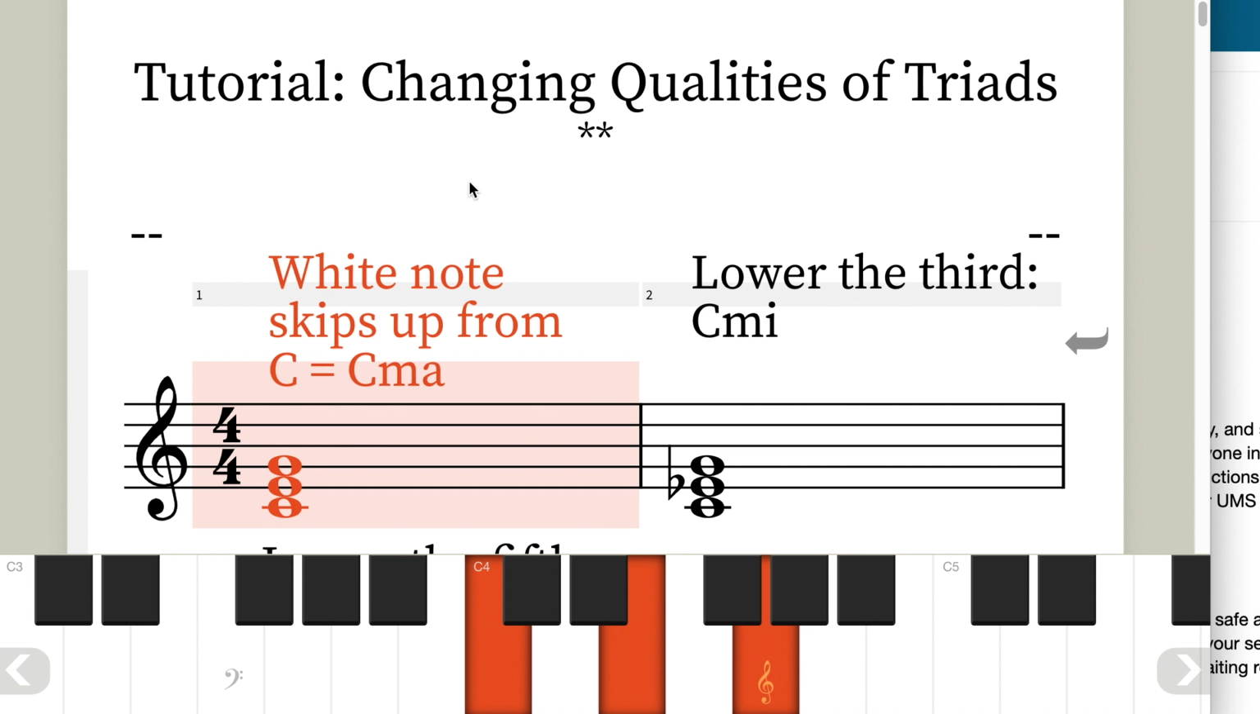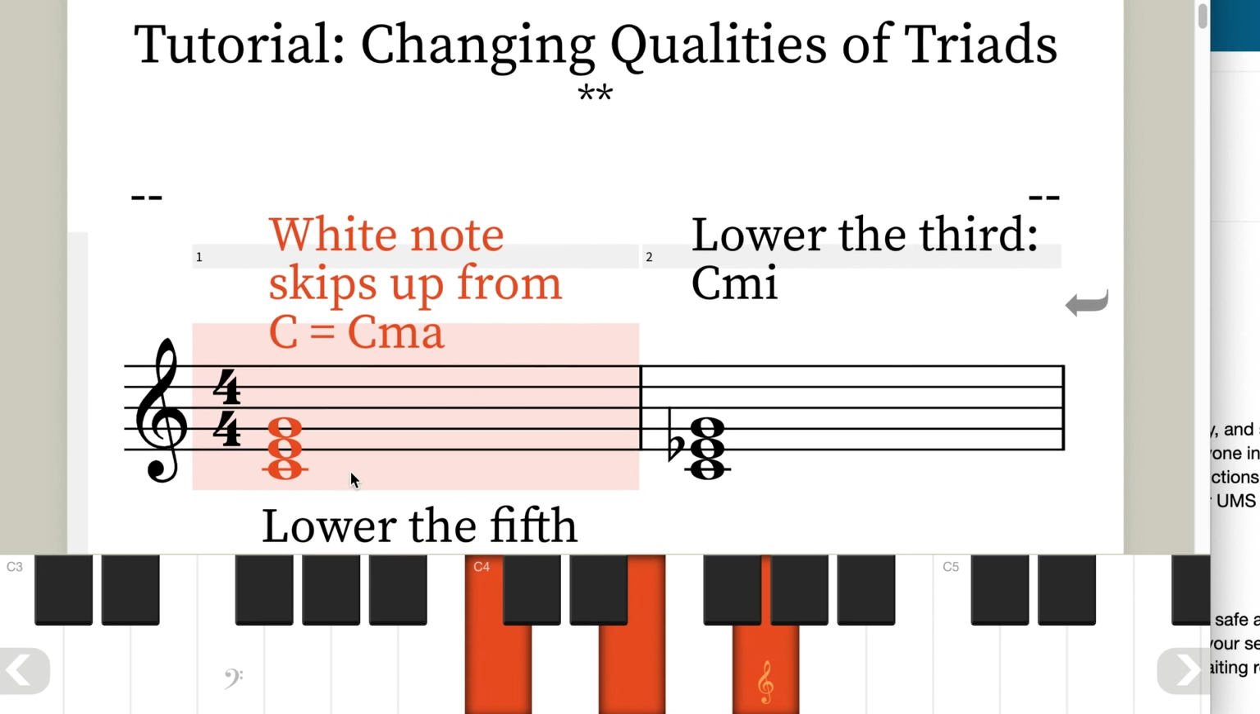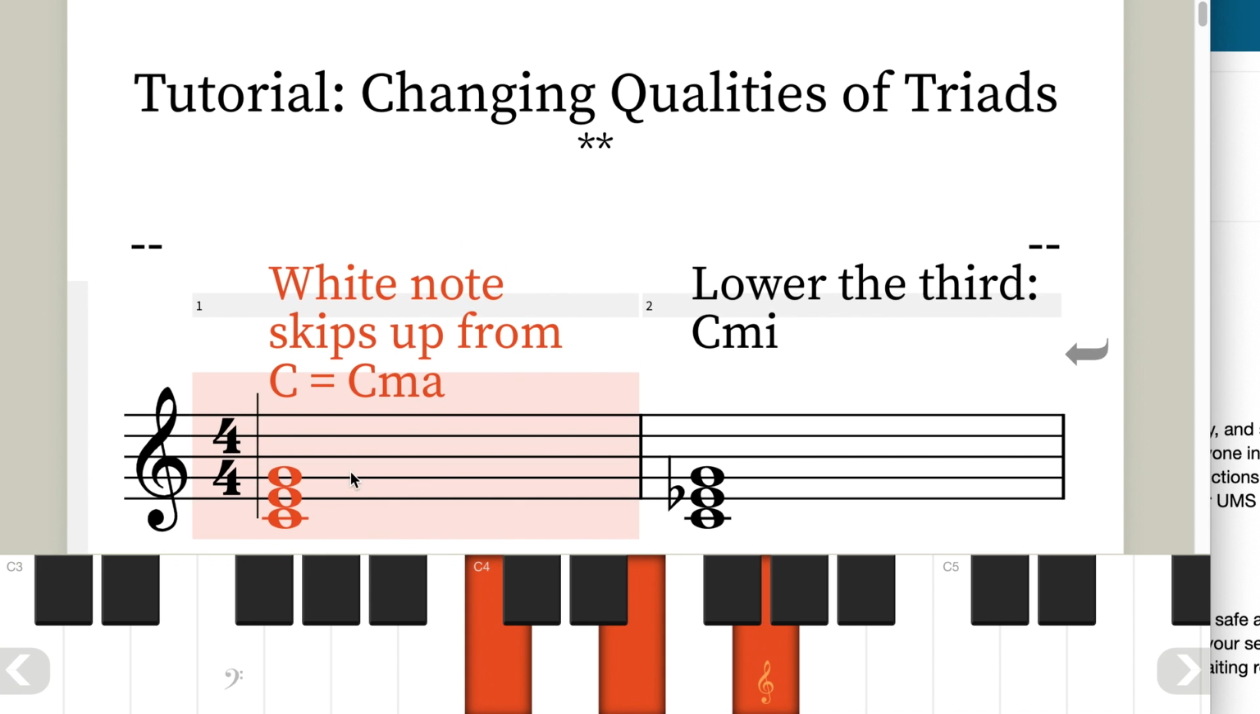This is how to convert a major triad to a minor triad to a diminished triad, and a major triad to an augmented triad. We're going to do this 3 times with a starting white note triad that's major, and a starting white note triad that's minor, and a starting white note triad that's diminished. So let's start here with C major, which you can see is all white notes.